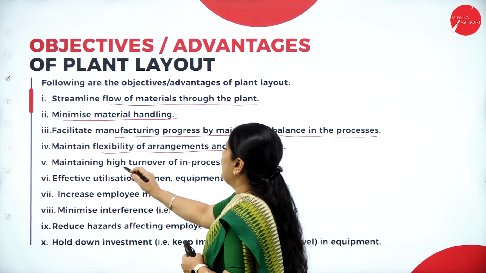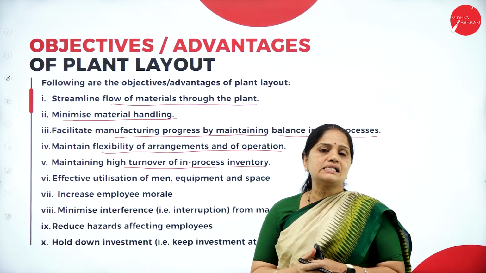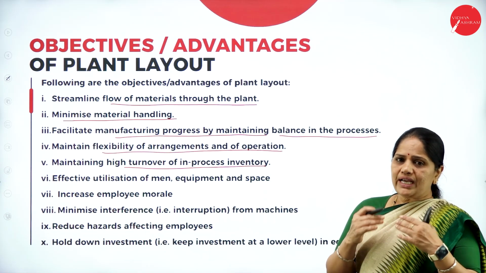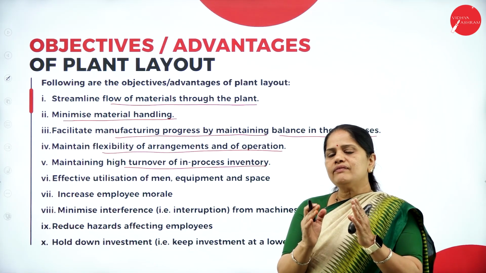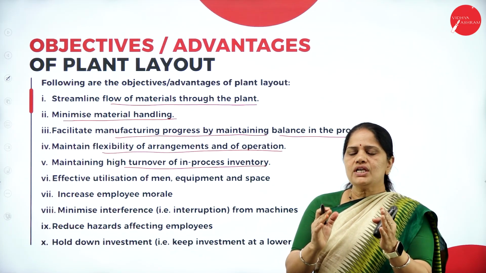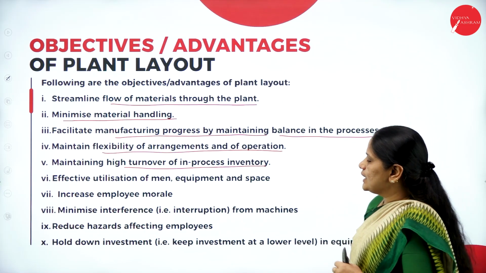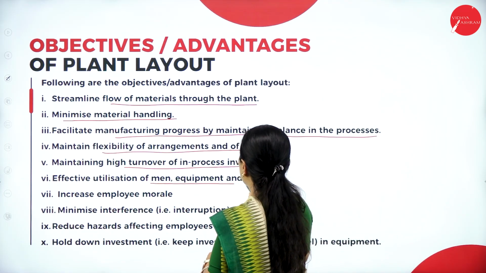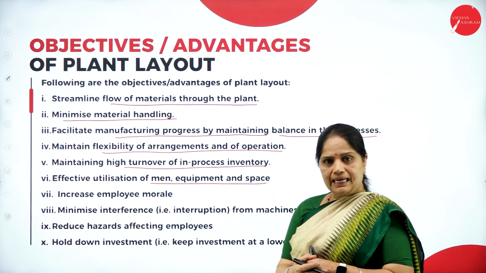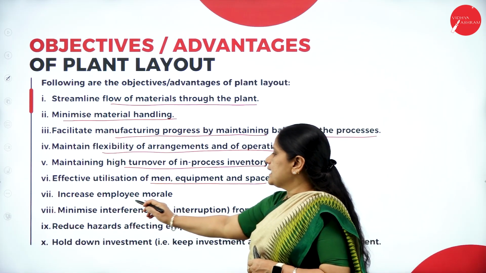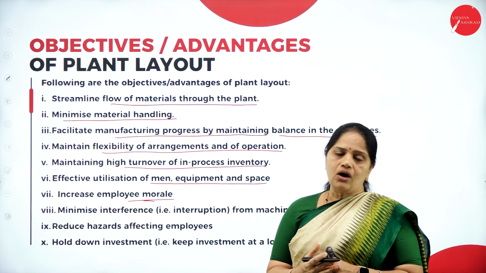Then maintain high turnover of in-process inventory. So the plant layout should be designed in such a way that we have a very high turnover of the in-process inventory, means the work in progress. So whatever the work in progress inventory is there, we should ensure that there is maximum production of the work in progress inventory. Then effective utilization of men, equipment and space. So try to make the best utilization of the men, equipment and space. Then increase the employee morale. So try to increase the employee morale in the organization.